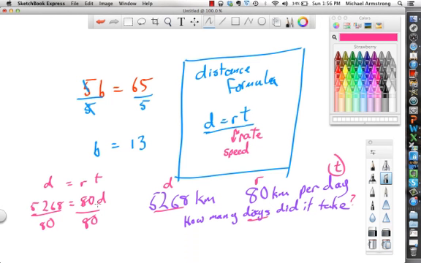If I can find the clear button on my calculator, there it goes. 5,268. If you have a calculator with you, go ahead and do it with me. Divided by 80 is 65.85. So 65.85 equals d. So that's how many days it took him. So you'd have to say it took him more than 65 days, maybe a little less than 66 days. This is the exact answer.